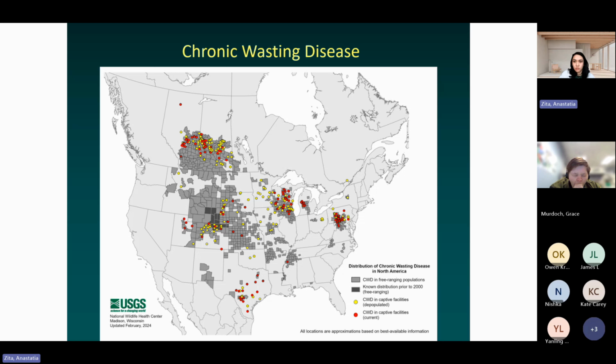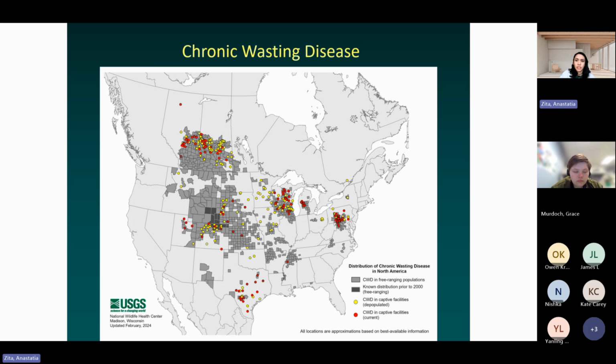CWD is an infectious, neurological disease found in deer, elk, moose, and caribou throughout North America, and it's in the same family of disease as mad cow disease, which can affect humans. It's 100% fatal to affected animals with no known treatment or vaccine yet.